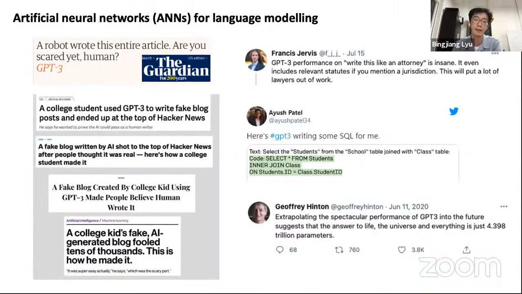So speaking of ANNs, significant advances have been made in AI systems that can do language comprehension and production tasks. So look at these headlines and tweets saying humans can't even tell whether an article is written by ANNs, and ANNs can write like a lawyer, ANNs can write code. So here is also a little teasing from Hinton, one of the godfathers of deep learning, saying that the answer to life using words and everything is just 4 trillion parameters.